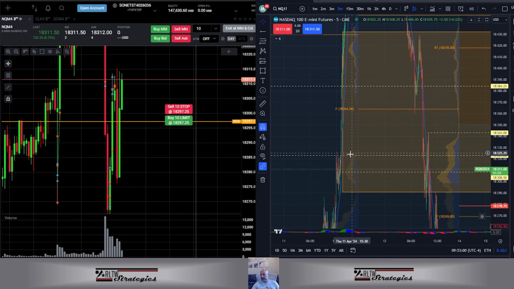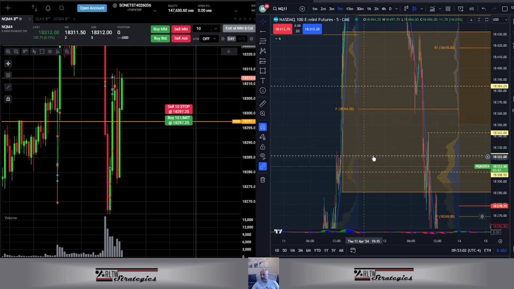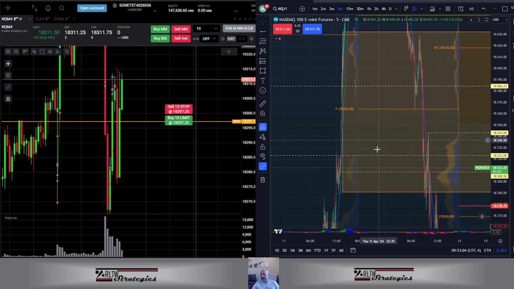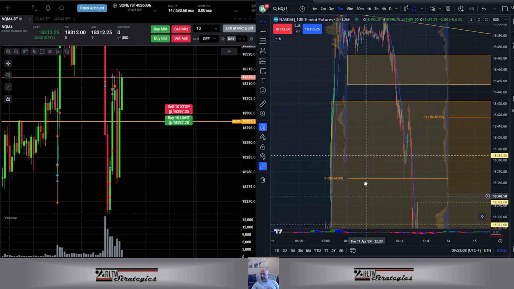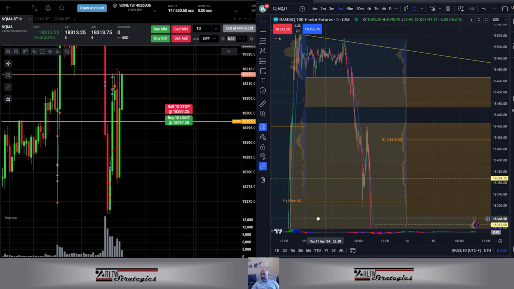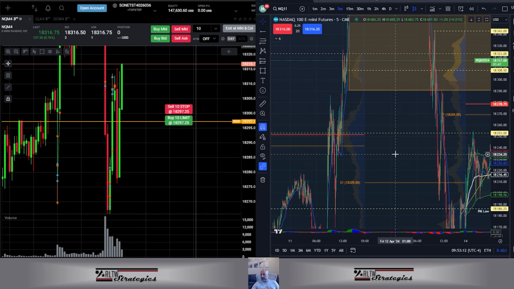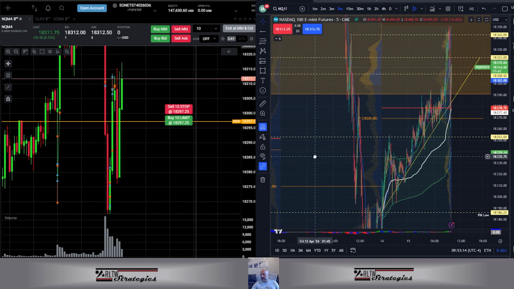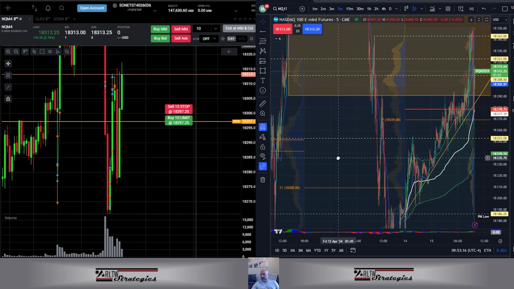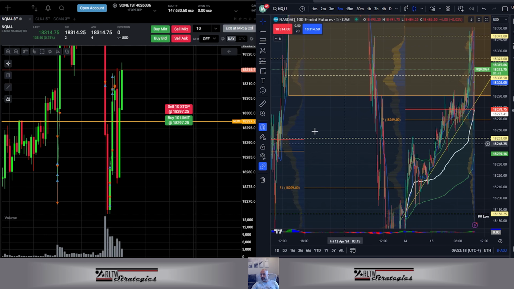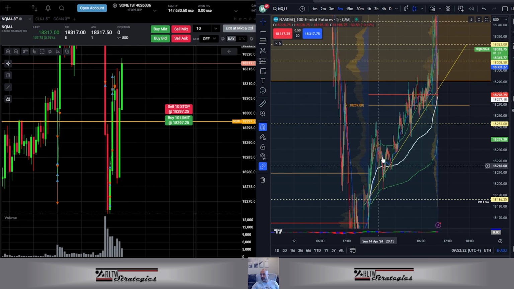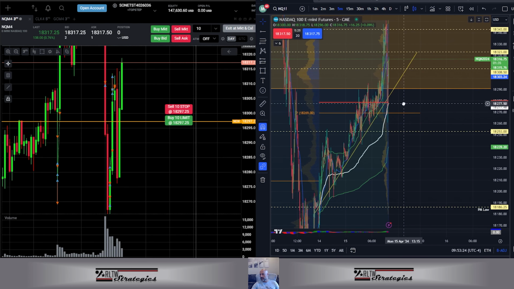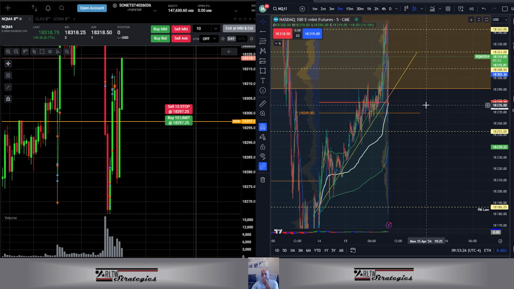Price at this level, we need to break above this trend line right here to go up. Because if we break through this area, we could possibly fill the gap up to the trend line above. But then we have all this buying pressure here, here, and here.